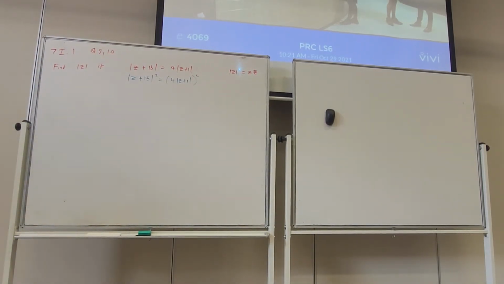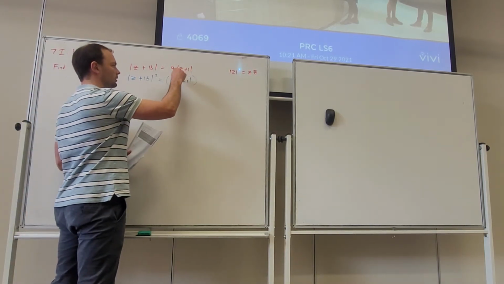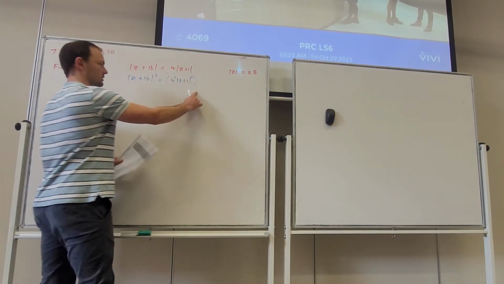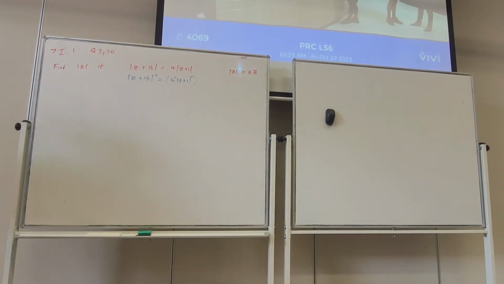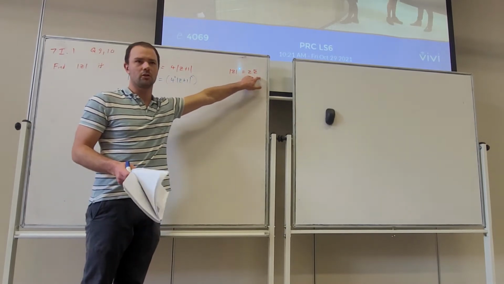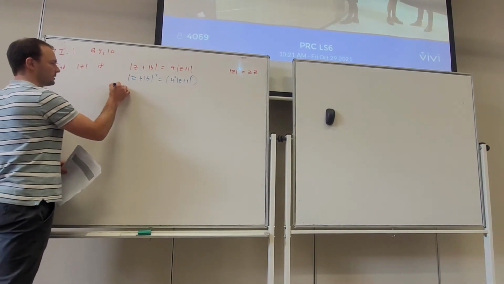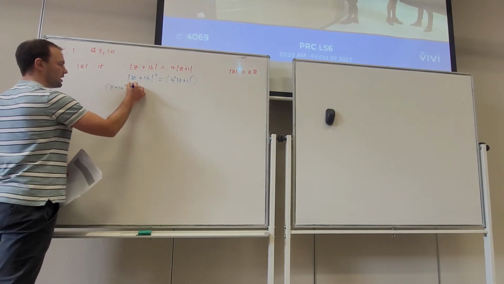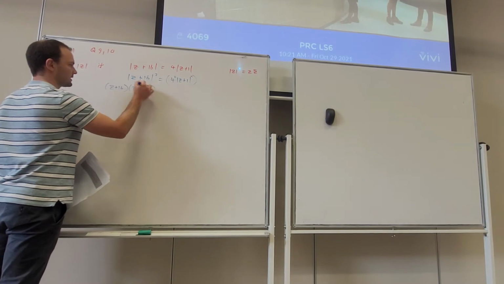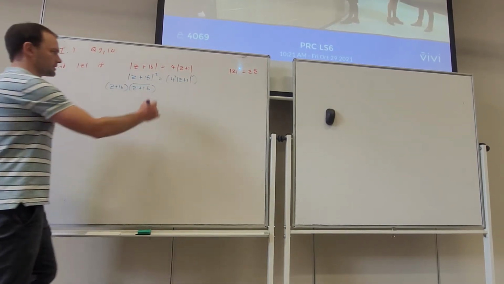Okay, and so the square will distribute onto the 4 and onto the z plus 1 modulus. All right, then we're using this property of modulus here, that the modulus of z squared is equal to z times the conjugate of z. So that means we can express this as z plus 16 times the conjugate of z plus 16. Okay, we'll do the same over this side.